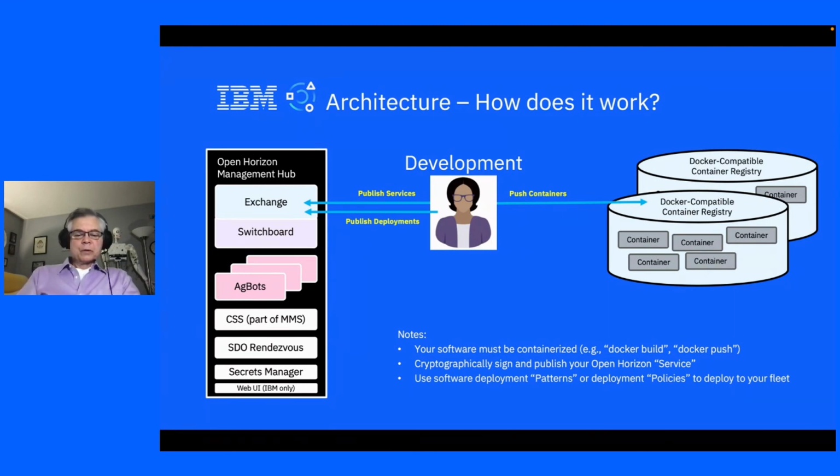Then you use software deployment patterns or deployment policies to configure your agents to pick up that software and install it and run it. And then optionally, the developer can also use our model management system to similarly deploy those large data files, which do not need to be containerized.